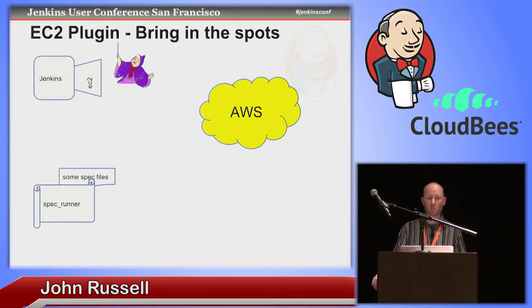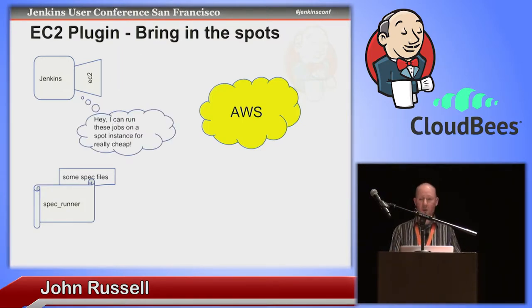And our DevOps guy, Wes, comes over to me and yells at me because we're using too much money. So we have to do something. So we can run these on spot instances. Now, I don't know how many of you actually use AWS, but spot instances are a little known feature of AWS, a way for them, I guess from their point of view, to sell off their excess capacity.